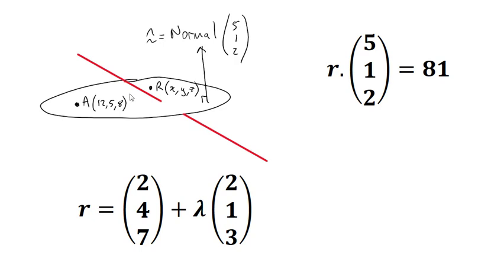Intersection of a line and a plane. Here's the equation of the line. Here's the equation of the plane. What is the point of intersection? Well, remember that R represents all of the points on the line. R represents all of the points on the plane. So I'm going to substitute this R into there.